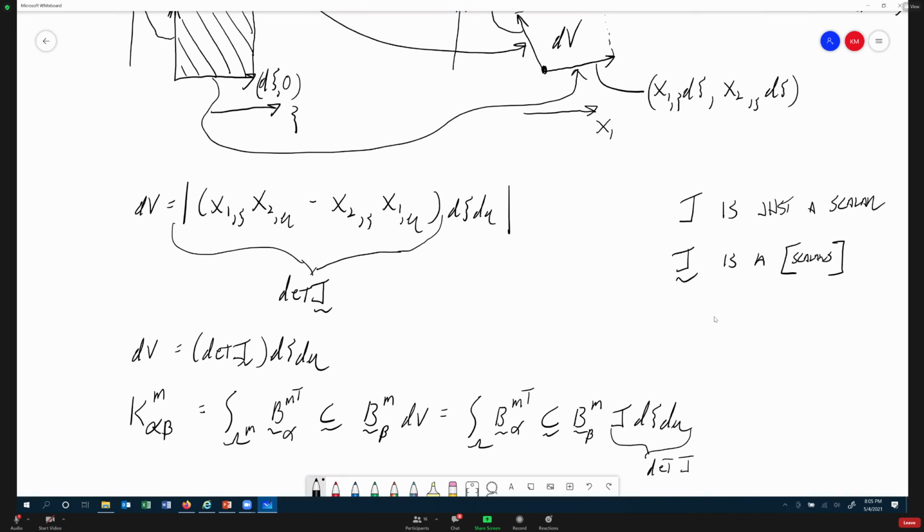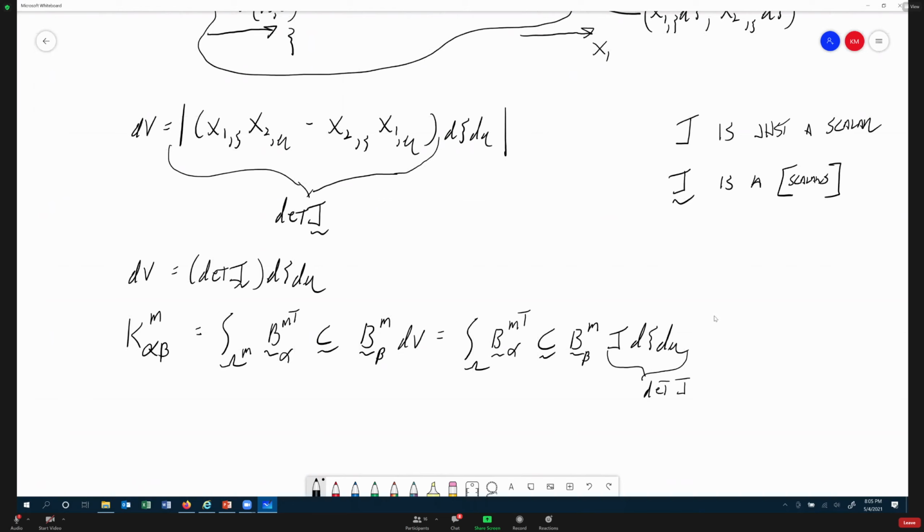So we actually have to replace this dV right here with this whole thing here. So it is determinant of J dξ. Okay, yeah, so we're good there.